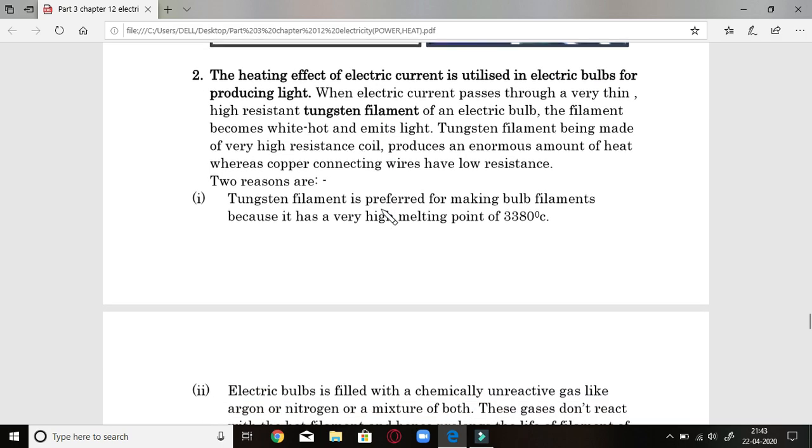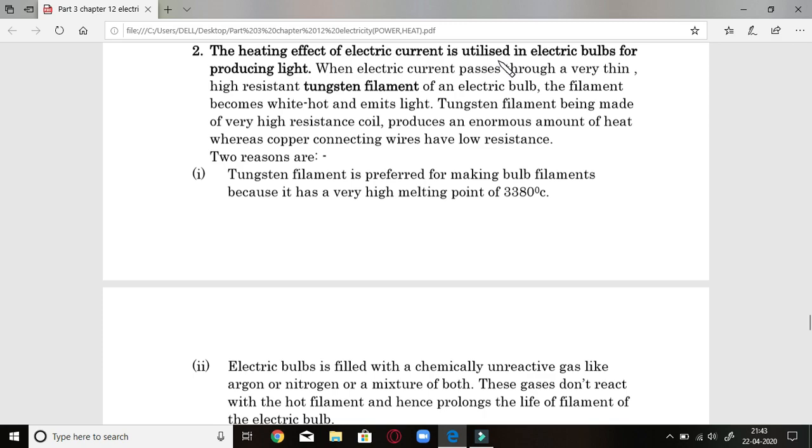Now the second application is that the heating effect of electric current is utilized in electric bulbs for producing light. तो हीटिंग इफेक्ट को हम इसलिए भी यूज़ कर सकते हैं ताकि हम इलेक्ट्रिक बल्ब में लाइट प्रोड्यूस कर सकें. When electric current passes through a very thin high resistance wire. अब की बार हम इलेक्ट्रिक बल्ब के अंदर टंगस्टन फिलामेंट का यूज़ करते हैं जिसमें बहुत ज़्यादा हाई रेजिस्टेंस है, but it is very thin. You know, it is highly folded, highly coiled, very thin, breaks up very fast, but it has very high resistance. The filament becomes white hot and emits light. That's a characteristic feature, that it becomes white hot and emits light.